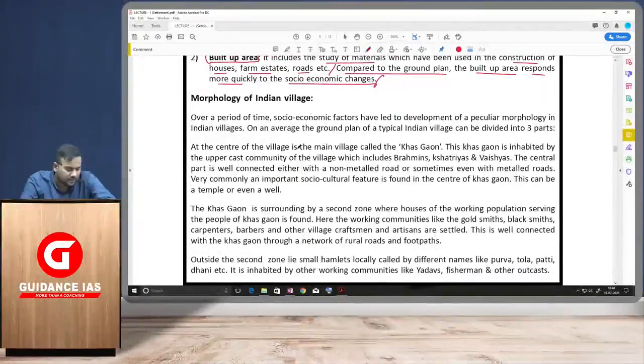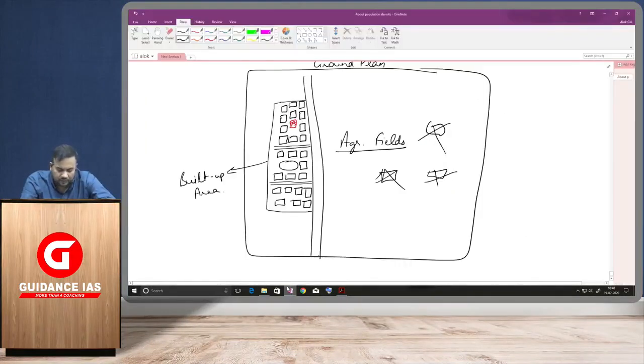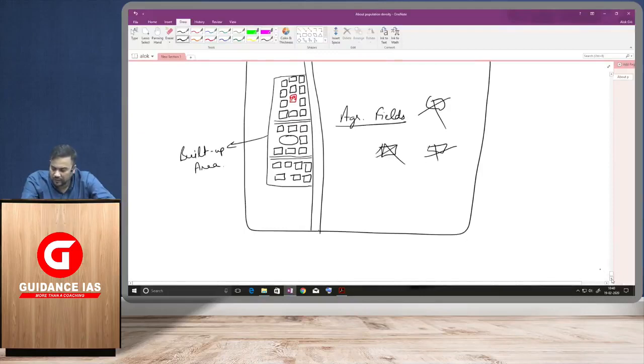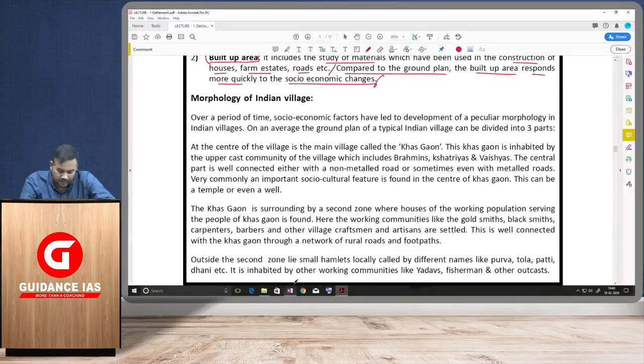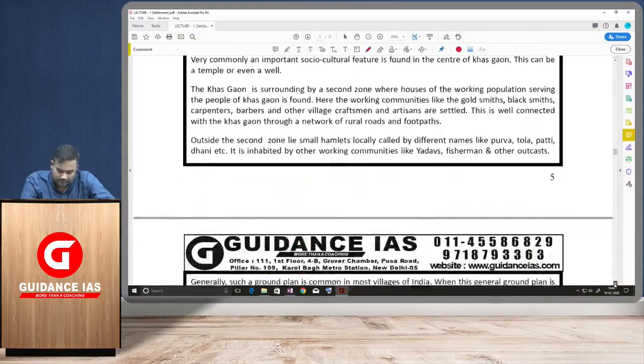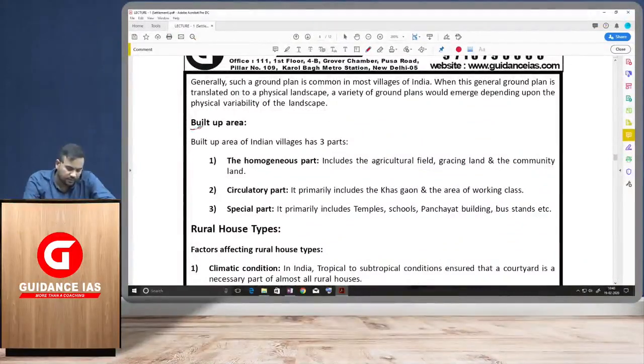Let us talk about the morphology of Indian villages. Each Indian village will have its own morphology. But because there are some distinct characteristics of the rural society in India, as a result of these distinct characteristics, a specific type of morphology of the rural villages has evolved. Okay? Now there are one or two things you have to understand here. Built up area is further divided into three parts.